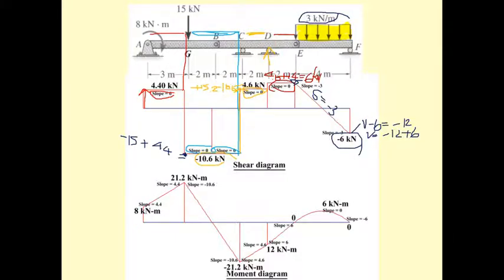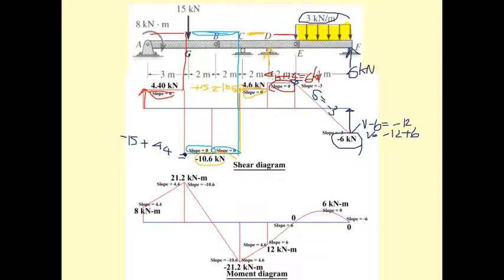And finally, at point F, you have the resultant force of 6 kilonewton. And now your resultant force closes your shear diagram here. Okay.